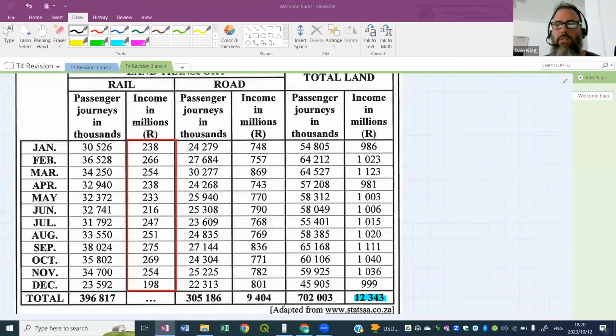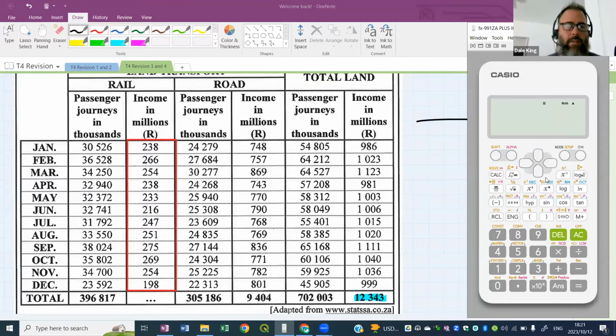Okay, so we need to calculate the mean. We need to add up the sum of all those numbers and divide by how many numbers there are. So we're going to divide by 12 because there's 12 months, but we need to find out what the sum of all these numbers is. So I'm going to start doing that on my calculator, and I'm going to leave off the zeros for now. So I'm just going to say 238 plus 266 plus 254, 238 again, plus 233 plus 216 plus 247 plus 251 plus 275 plus 269 plus 254 plus 198.